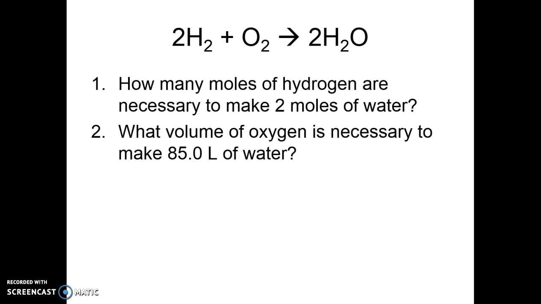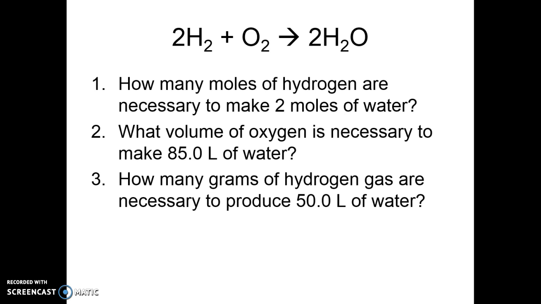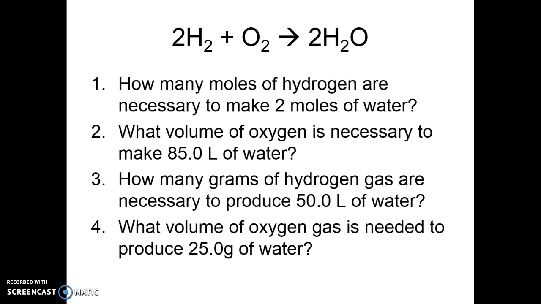Number 2. What volume of oxygen is necessary to make 85.0 liters of water? Number 3, how many grams of hydrogen gas are necessary to produce 50.0 liters of water? And number 4, what volume of oxygen gas is needed to produce 25.0 grams of water?